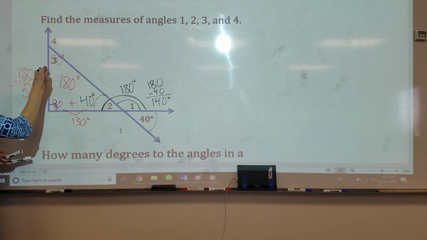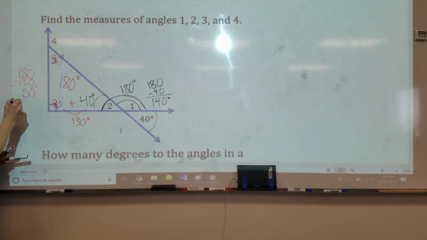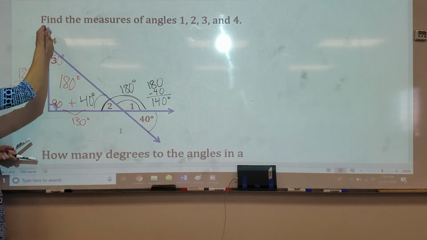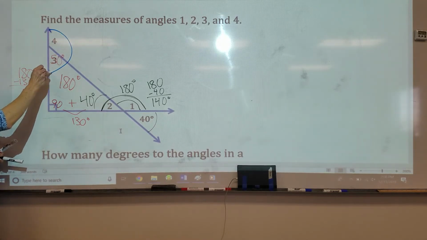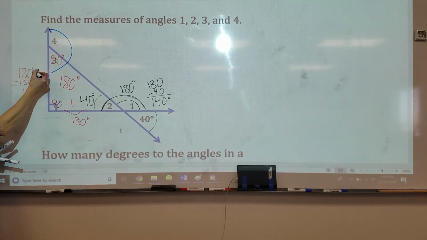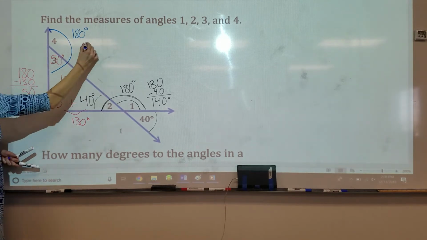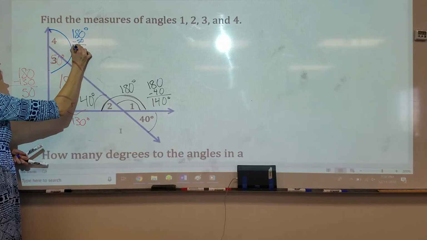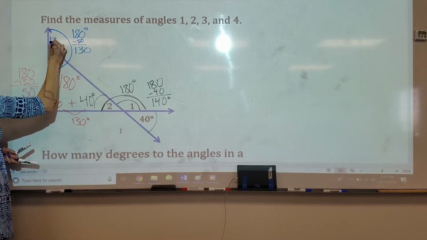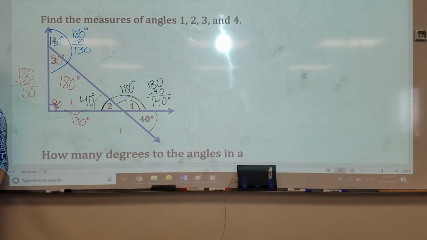So what you can do is you subtract 50 from 180. Why 180? Where are you getting that from? Because it's a line. You see it right there? Yeah, it's like a straight angle. So you're able to subtract it from 180 and get 130 degrees. Boom, 130 degrees. So now I know angle 4, angle 3, angle 2, angle 1. I know everything about it.